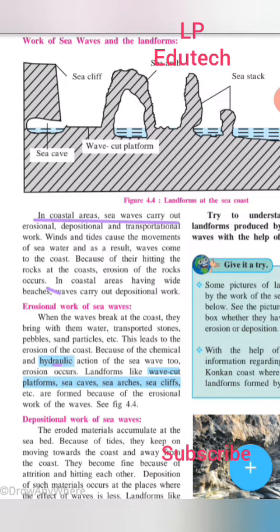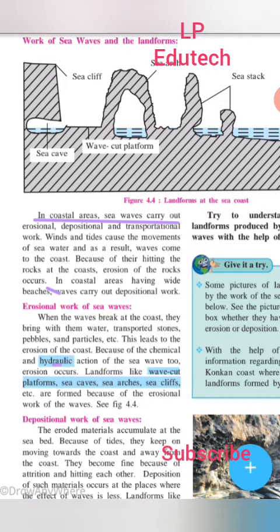Because of their hitting the rocks at the coast, erosion of the rock occurs. They are continuously hitting the rock, continuously hitting the shore. Therefore the rocks available at the coast are getting affected, and this work is continuously going on. In coastal areas having wide beaches, waves carry out depositional work. Where there are wide beaches, these waves carry out depositional work.